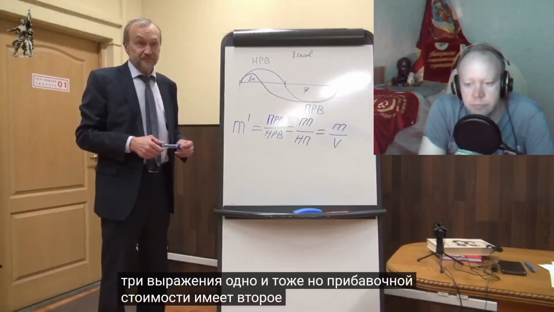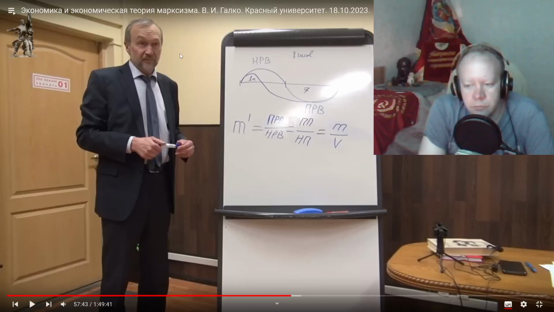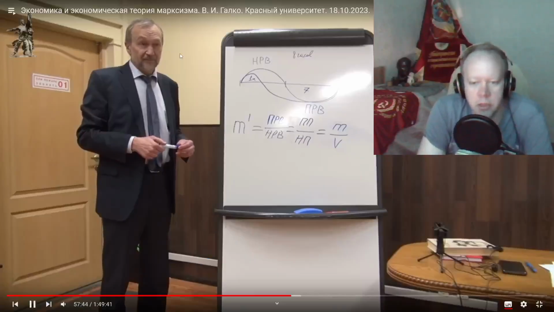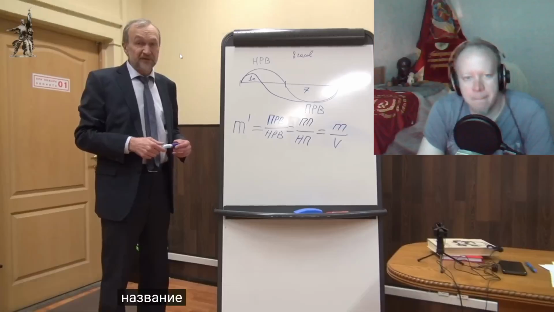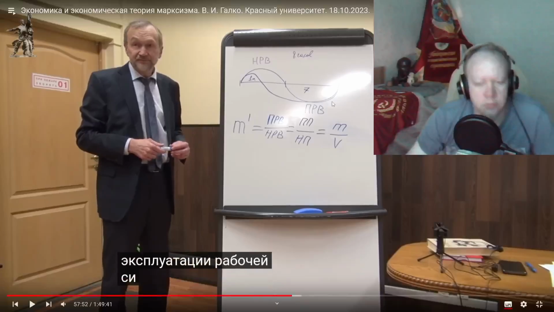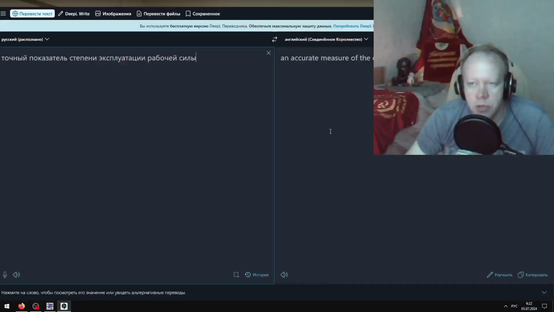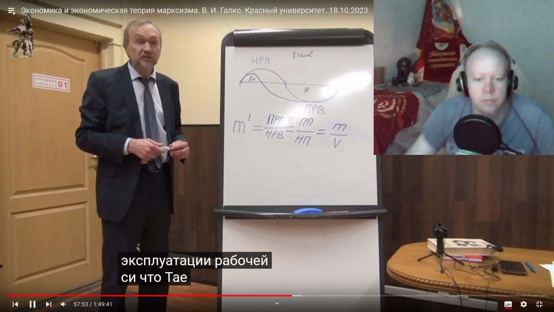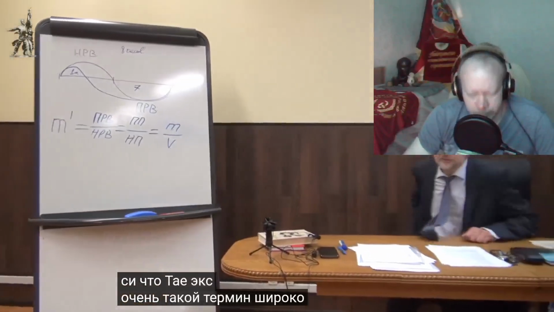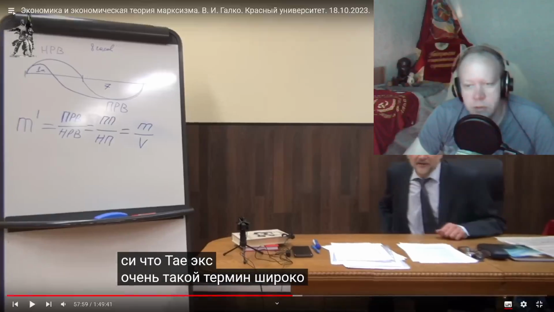But the surplus value ratio, the rate of surplus value, also has a second name. It's called an accurate measure of the degree of exploitation of the labor force. And what is exploitation? This is a widely used term, exploitation.